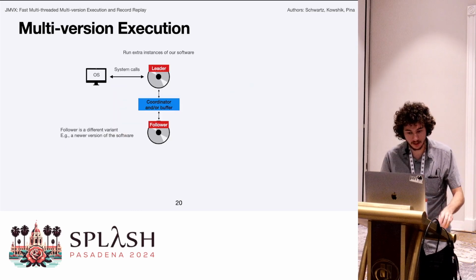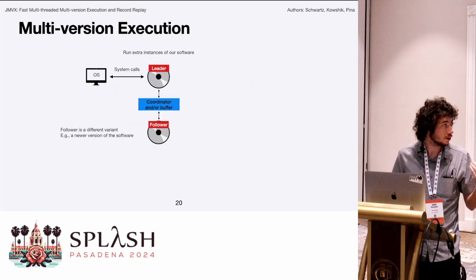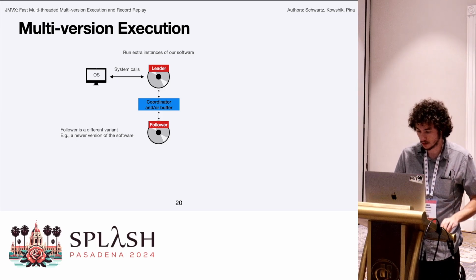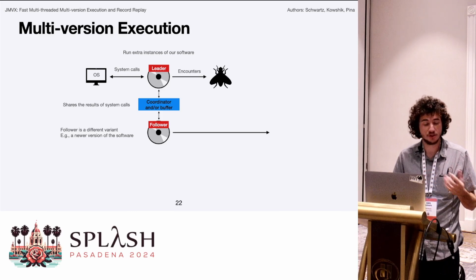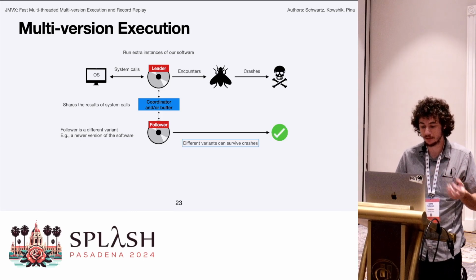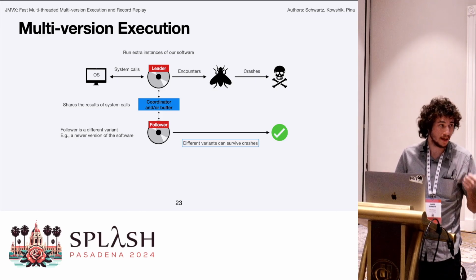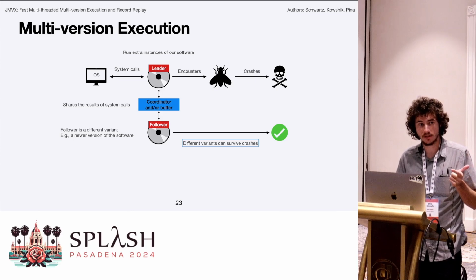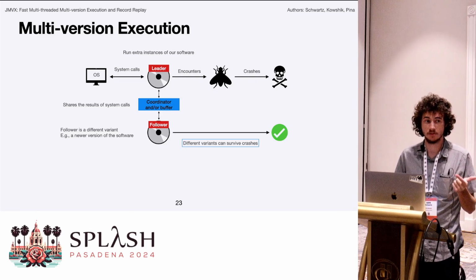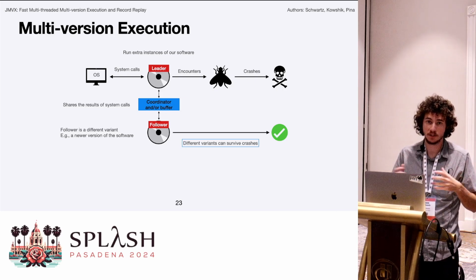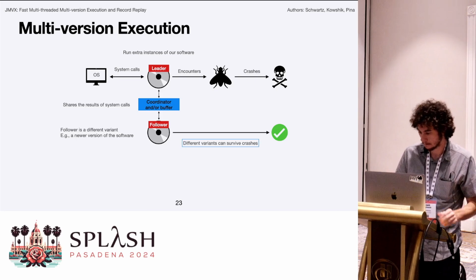What multi-version execution buys you, if you have a follower that is a different variant, e.g. a newer version of the software you're using, as this software runs and potentially encounters errors, you may have a different variant survive the crash, and you can provide continuous service. So record replay, very good for debugging. Multi-version execution, really good for providing continued service. And these two types of systems can be implemented with the same code base because their architectures are very similar.